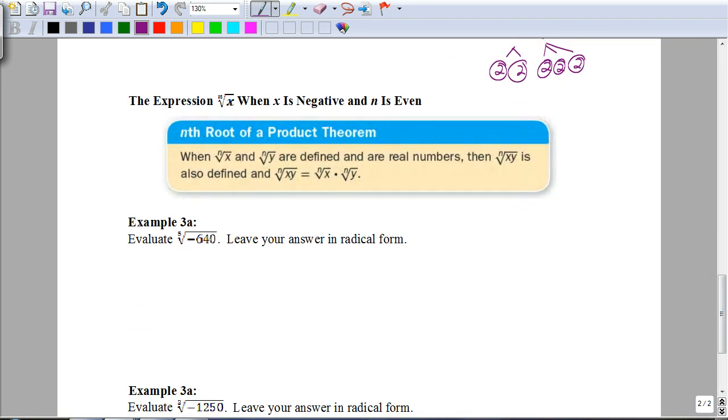Now what this box is saying is essentially that when we have the even root of a negative number, your answer is always going to be an imaginary number.